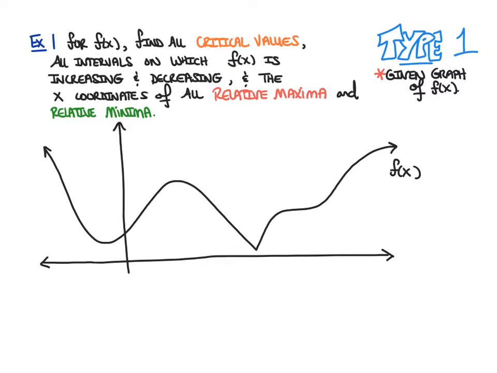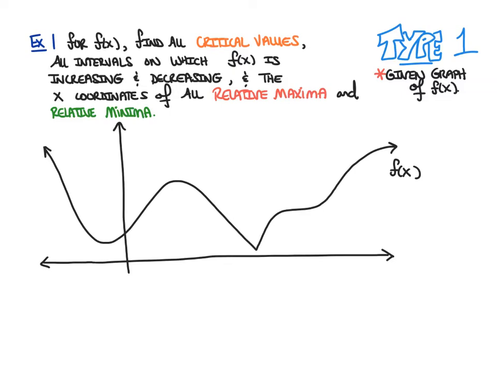And so notice the instructions. These are going to be the same instructions for all of the examples we'll do in this video. They say, for this function, let's find all critical values, let's find the intervals on which it's increasing and decreasing, and let's find the x-coordinates of all relative maxima and relative minima. So when I'm given the graph of f of x, the procedure that I talked about on the previous slide is not entirely necessary because the answer is just staring at us.